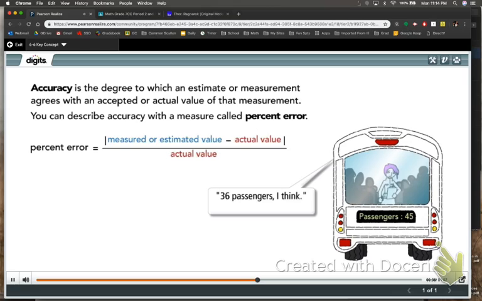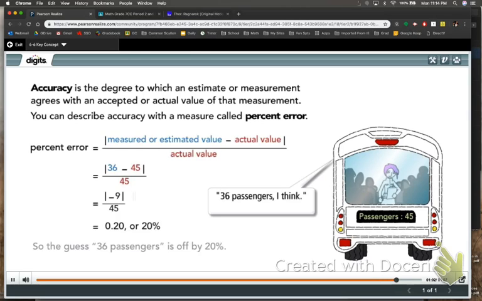Percent error equals the absolute value of the measured or estimated value minus the actual value, divided by the actual value. Substitute for the measured value and the actual value. So the guess of 36 passengers is off by 20%.